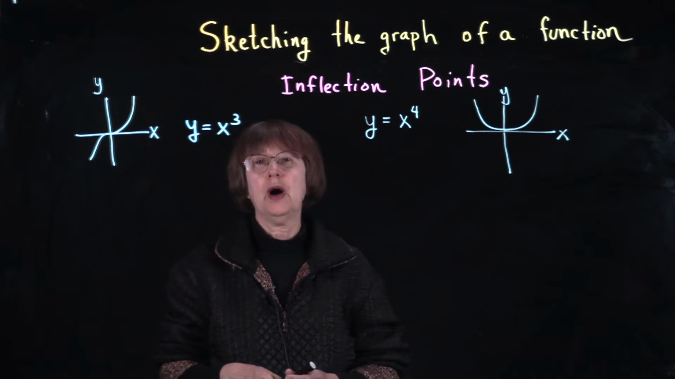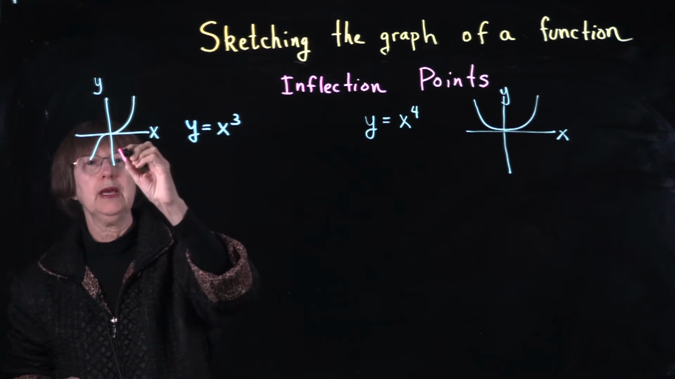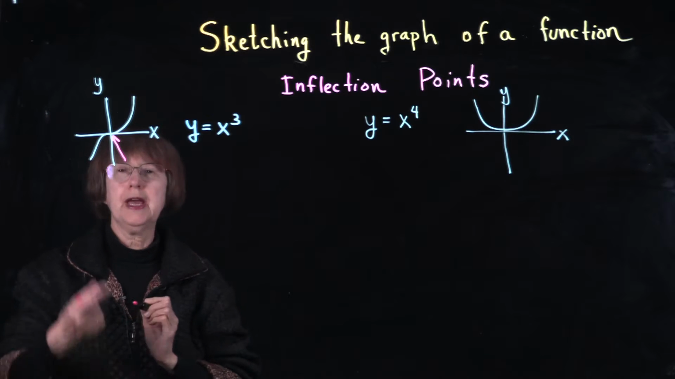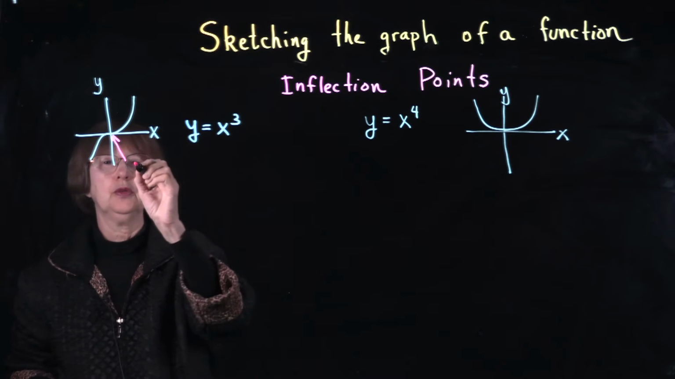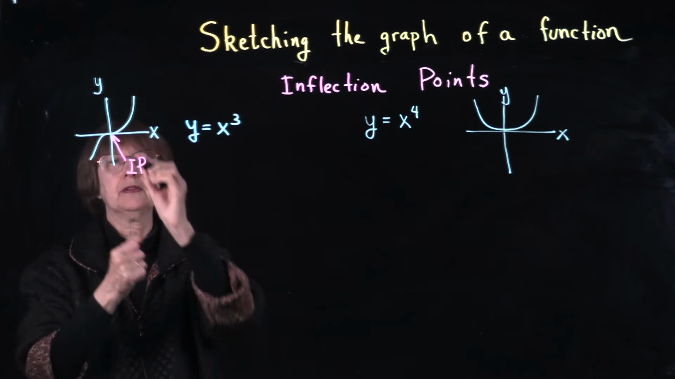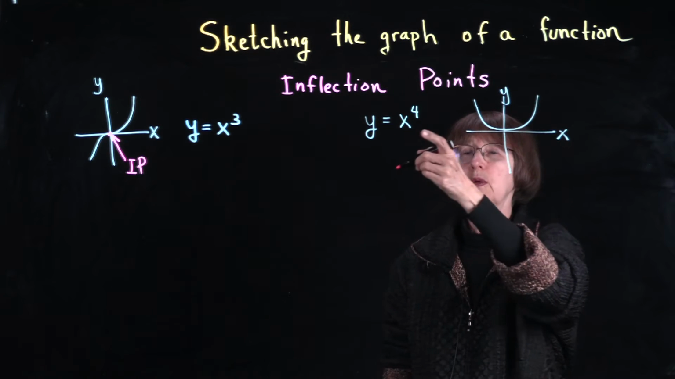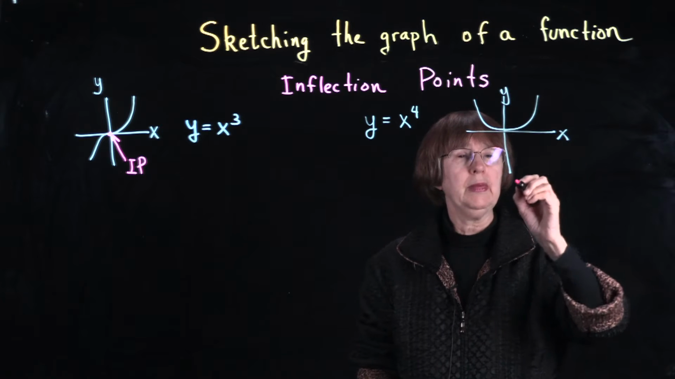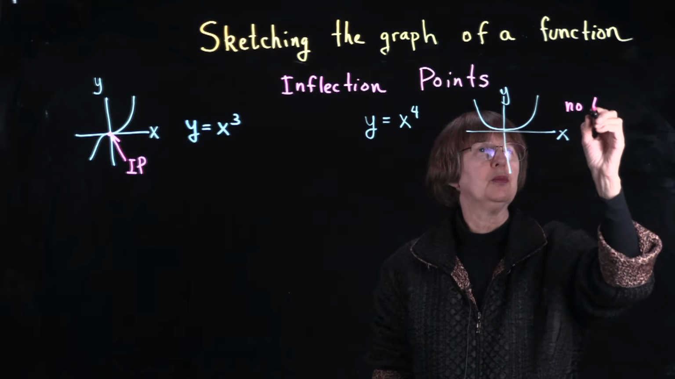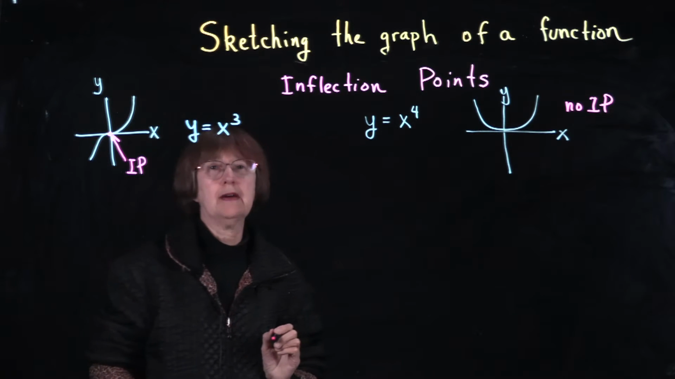Let's look at the graph of y equals x cubed. We see a place where there's a change of concavity from concave down to concave up, and in fact there's an inflection point right at x equals 0. The graph of y equals x to the fourth has a local minimum, and it has no inflection point. There's no change of concavity.